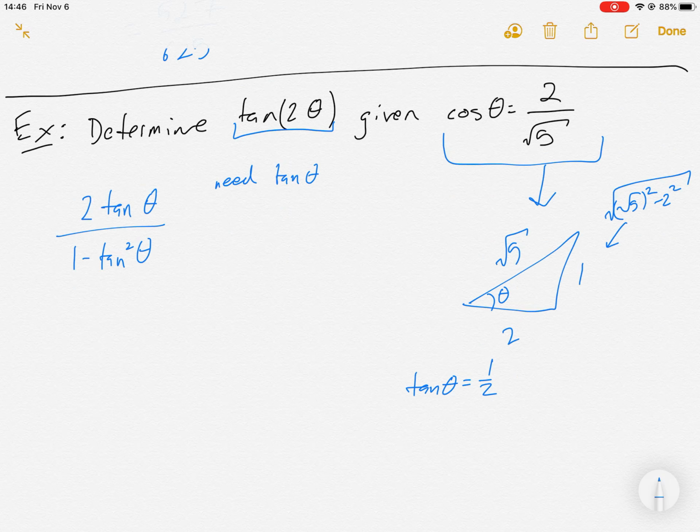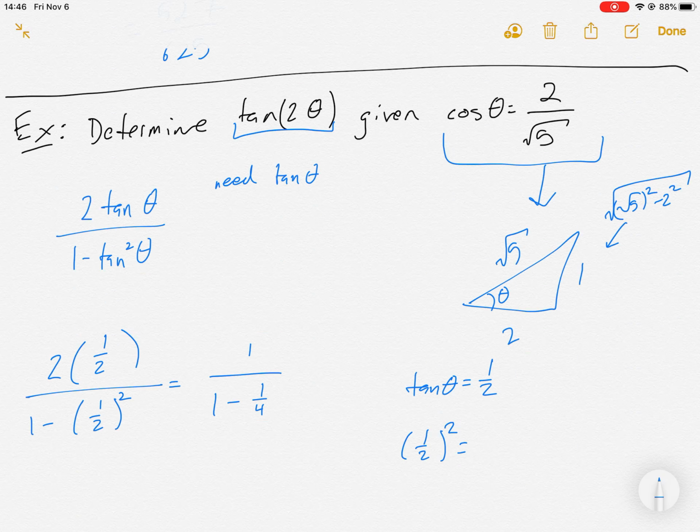All right, so let's go ahead and plug that in now. 2 times 1/2 over 1 minus 1/2 squared. So this is going to give me, in the numerator, 2 times 1/2 is just 1. 1 minus, so 1/2 squared is just going to be 1/4.